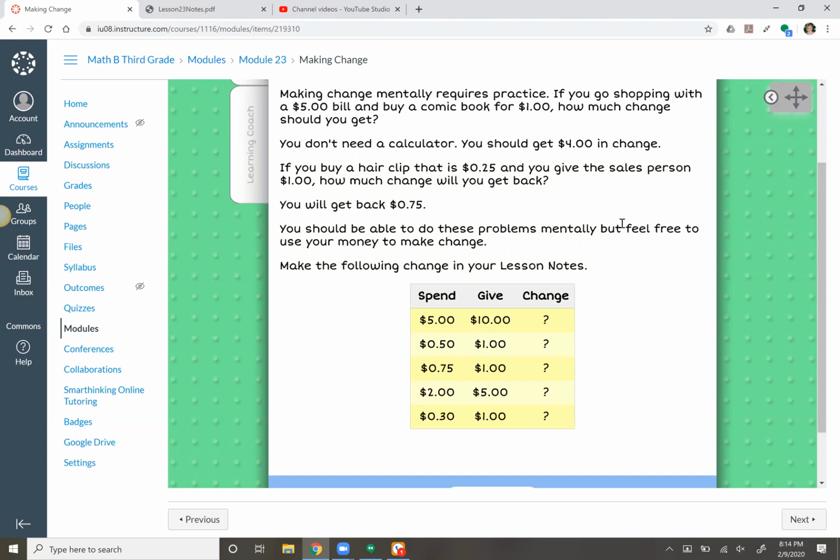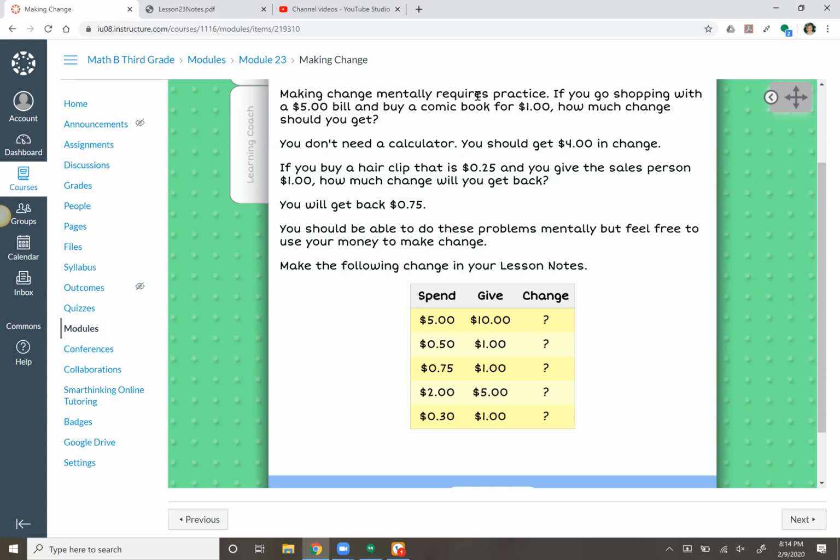So let's try that again. If you buy a hair clip that is 25 cents and you give the salesperson $1, how much change will you get back? 75 cents. Just think, 100 minus 25 is 75. But instead, it's $1 minus 25 cents is 75 cents. So you can do these problems mentally. You don't need any manipulatives like fake or real money or notes.